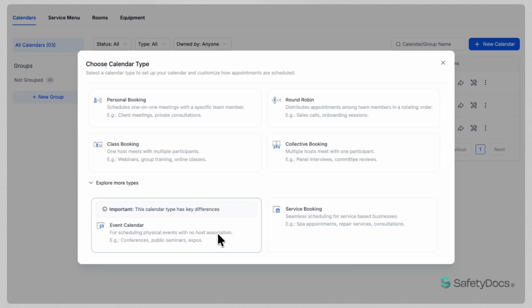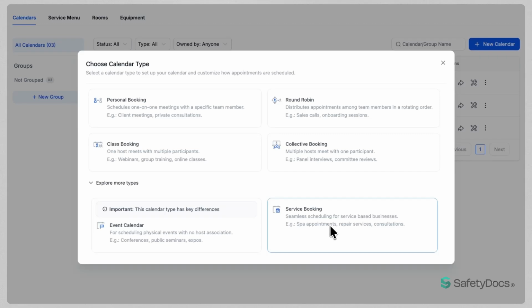Next is event calendars. This does not require a host. You use this for events where attendance matters, not who hosts. For example, conferences, public events, open houses, and expos.